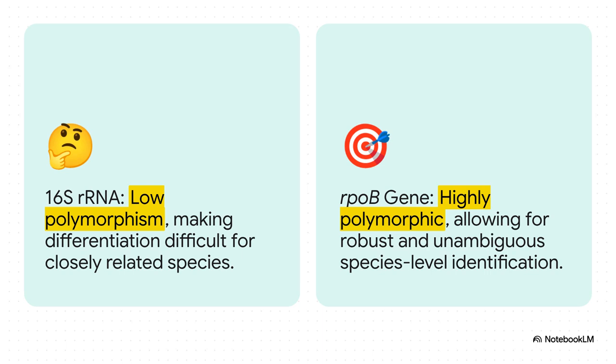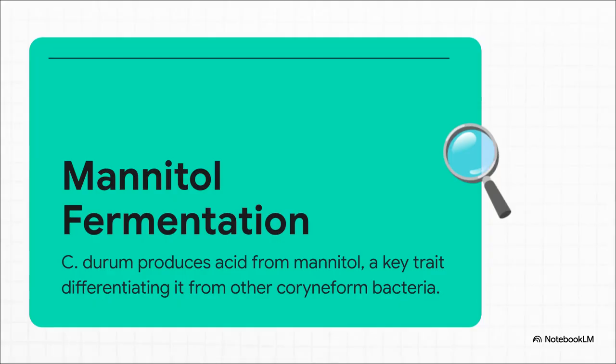Now, 16S rRNA sequencing was foundational for sure, but it just doesn't have the resolution to tell these closely related Corynebacterium species apart. And that's exactly why the clinical standard has shifted to sequencing the rpoB gene. It's way more polymorphic, which means it gives us a robust, unambiguous, species-level identification. No more guesswork.